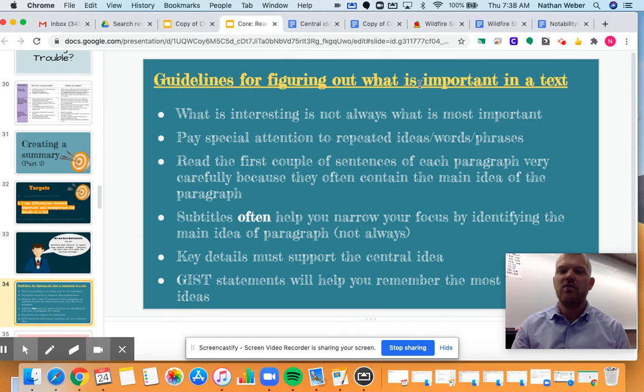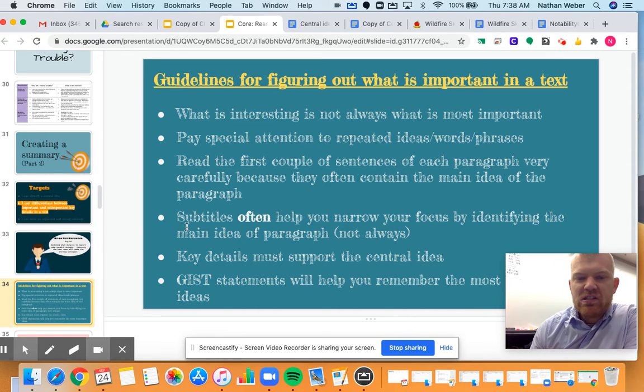Here are the guidelines for figuring out what is important in a text. What is interesting is not always what is most important. Pay special attention to repeated ideas, words, and phrases. Read the first couple of sentences in each paragraph very carefully because they often contain the main idea of the paragraph. Subtitles often help you narrow your focus by identifying the main idea.